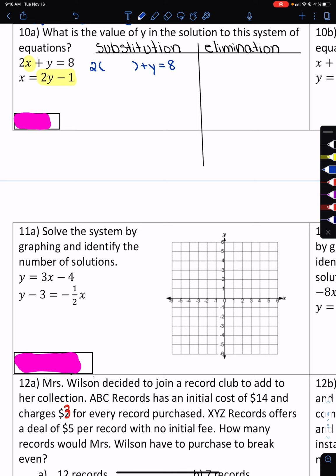Okay, well, the x value in our case is 2y minus 1. So then we've got 2 times 2y is 4y minus 2 plus y equals 8. That gives me 5y minus 2 equals 8. Add 2 to both sides. And I get 5y equals 10. Divide both sides by 5. And we get y equals 2.